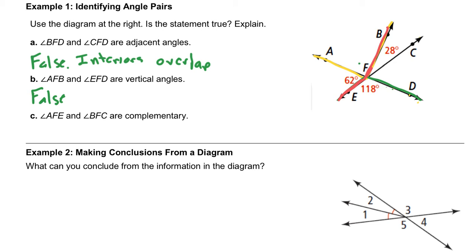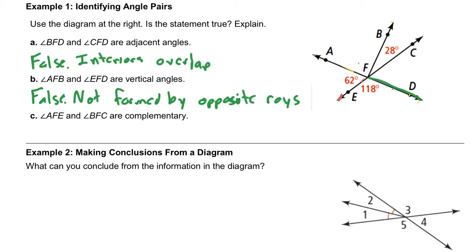Okay, I get that they're opposite from each other when they're formed by different rays, but they're not formed by opposite rays. So I would say not formed by opposite. That's a really bad opposite rays. Okay, those aren't formed by opposite rays. So I'm going to erase that.